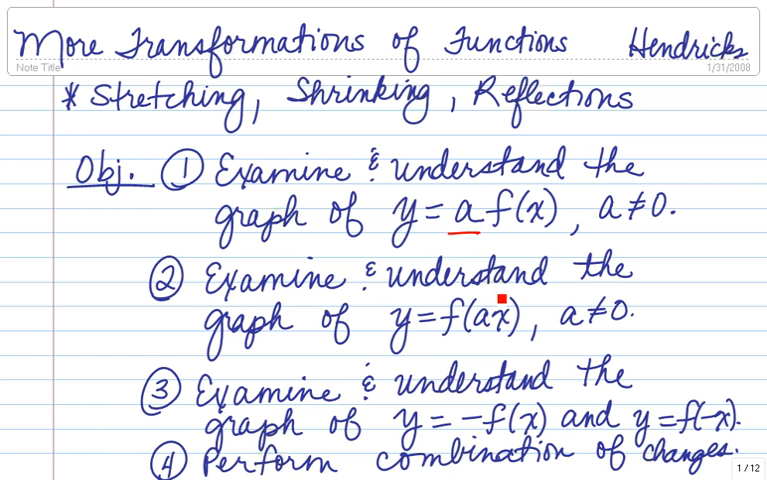We're going to look at and understand the graph of y equals f of a times x. Examine and understand the graph of y equals negative f of x and y equals f of negative x, so understand the different changes. Remember, with horizontal and vertical shifts, we were adding or subtracting a number to the function or to the inside of the function. And then we're going to perform a combination of changes.